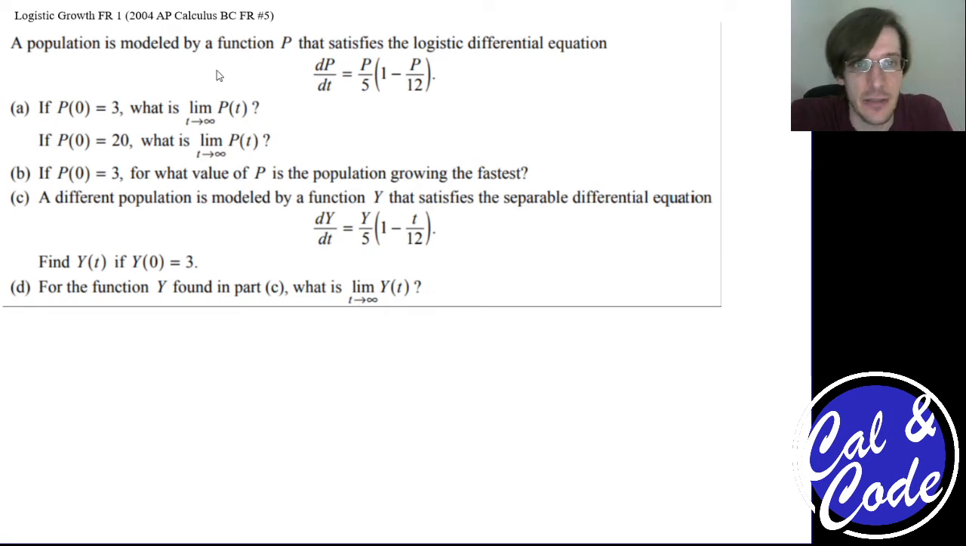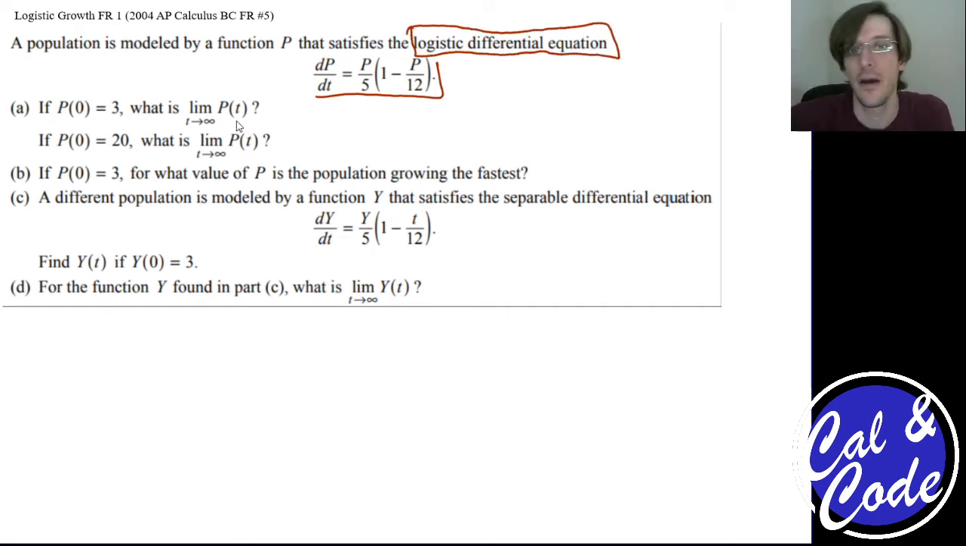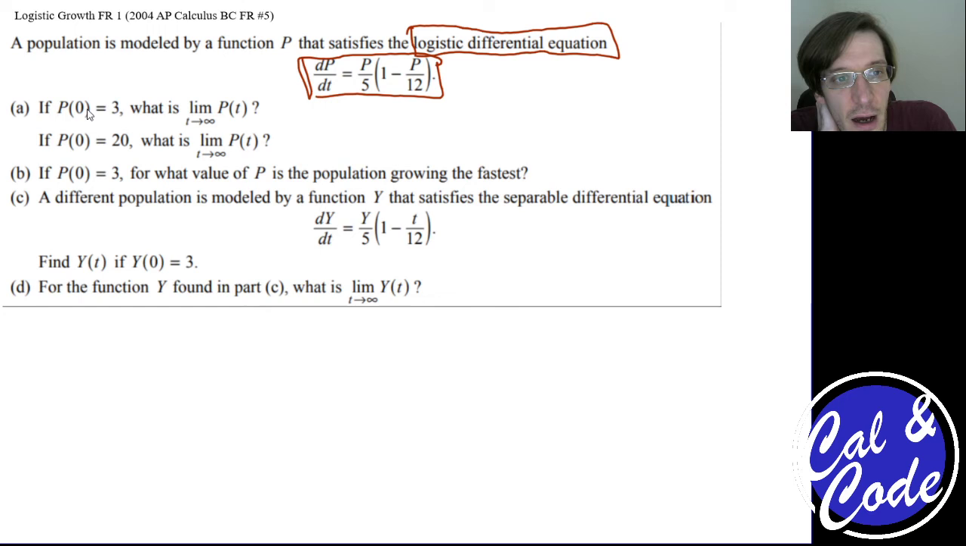We have this population modeled by a function P that satisfies the logistic differential equation. So here's my logistic differential equation. They did not have to call it that, but it is very kind of them to do that, because now I'm looking for very specific things. Now let's see what they ask me. The first question is: if P0 is 3, meaning my initial condition is 3, what's the limit as t goes to infinity of P of t? And then they ask, if the initial condition was 20, what's the limit as t goes to infinity?